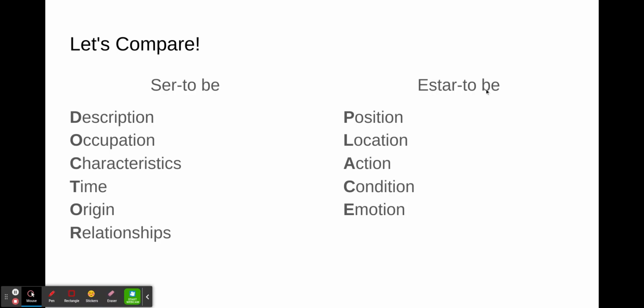The verb estar is going to be more temporary, so things like an object's position in relation to something else, where you are located, an action, the condition of an item or a person, and the emotions that we demonstrate. So these are all of the uses of ser and estar. Let's take a look at the ones that we will focus on this year in Spanish 1.